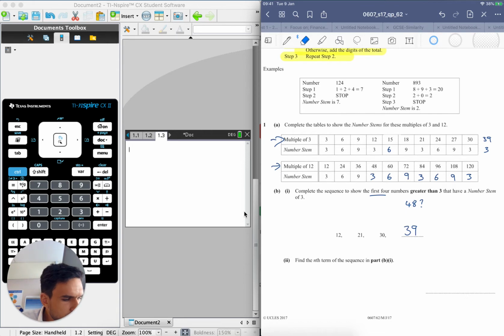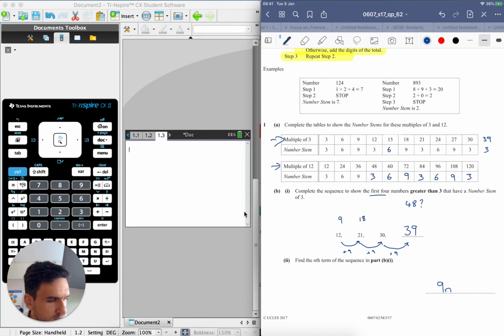Now find the nth term of the sequence in part B1. So how do we work out the nth term of the sequence? We need to look at what it's going up in. And here we're adding 9 each time. So if we're adding 9 each time, it's going to be 9 lots of n, because we usually use n for sequences. And because the first term is not 9, it's not exactly my 9 times table, but my 9 times table shifted up 3, I would add 3. It's going to be 9n plus 3. Let's get rid of some of my workings there because they're not really helping now that we've answered it. So 9n plus 3.